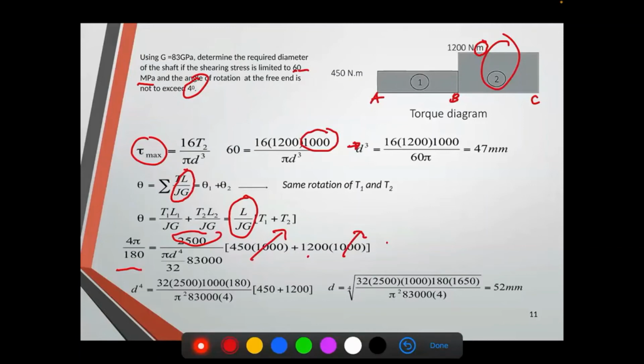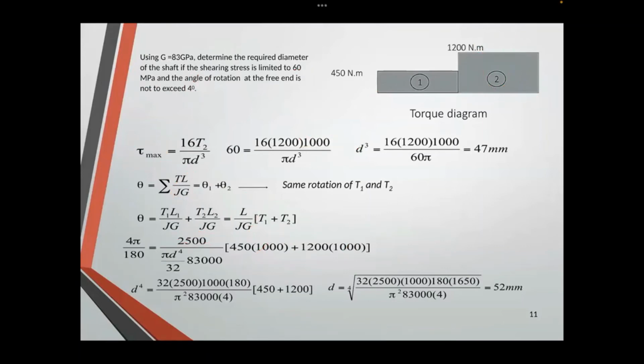Now, since we have two values, of course, you only need to choose one. Kasi nagde-design tayo, hindi naman pwedeng dalawa yung diameter. So, if we are going to choose, would it be 47 or 52? In choosing kasi, you need to understand kung ano ba yung ibig sabihin ng pagkuha natin ng diameter. So, ang ibig sabihin kasi nito, for your shear max, for you to not exceed the allowable shearing stress of this circular shaft, the diameter of your circular shaft should be 47 mm.